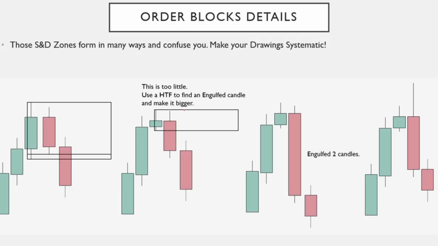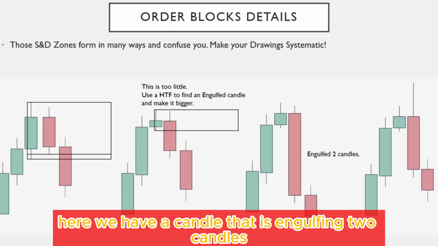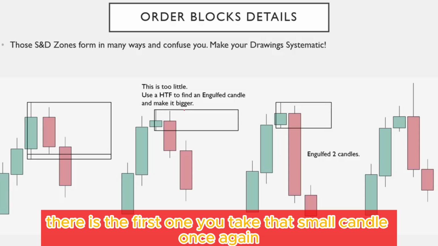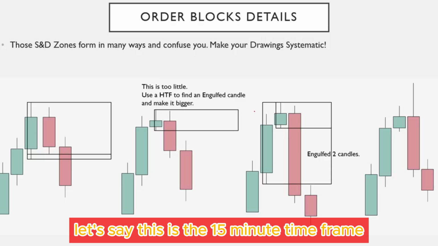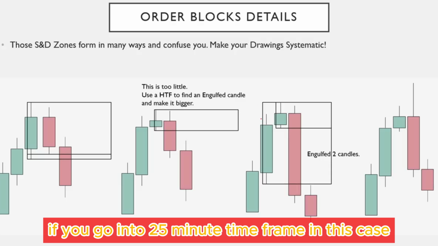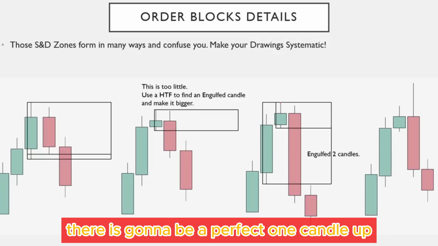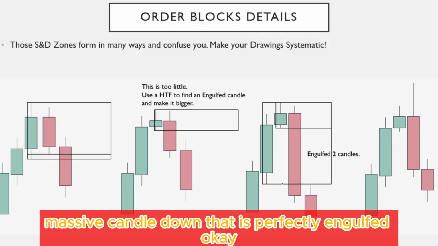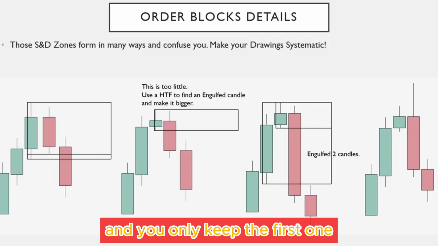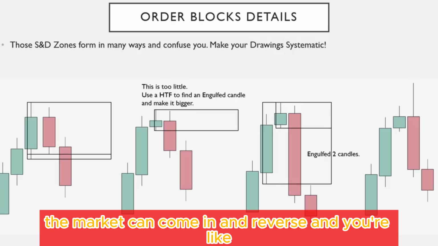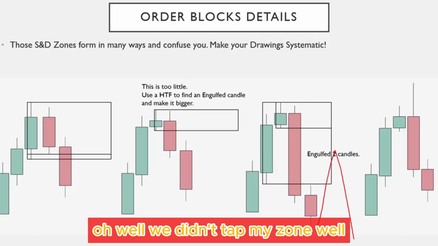Third example. Here we have a candle that is engulfing two candles. So you pretty much have two ways. The first one, you take that small candle once again, or you can also take the big one. And I promise you, if you go, let's say this is the 15-minute time frame, to the 25-minute time frame in this case, there is going to be a perfect one candle up, massive candle down that is perfectly engulfed. So you also have to work between the time frames, because if you have a demand zone like this and you only keep the first one, the market can come in and reverse, and you're like, oh, well, we didn't tap my zone.